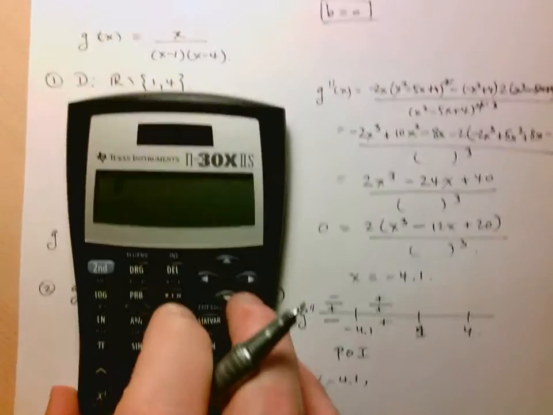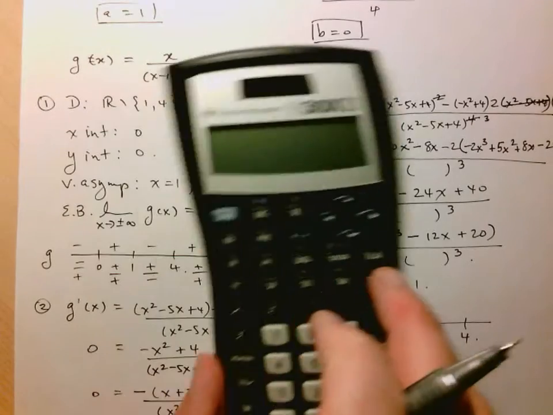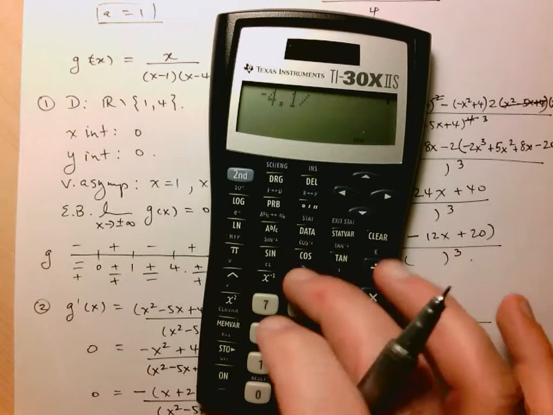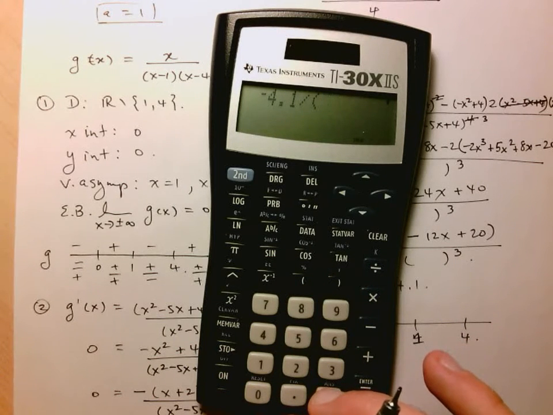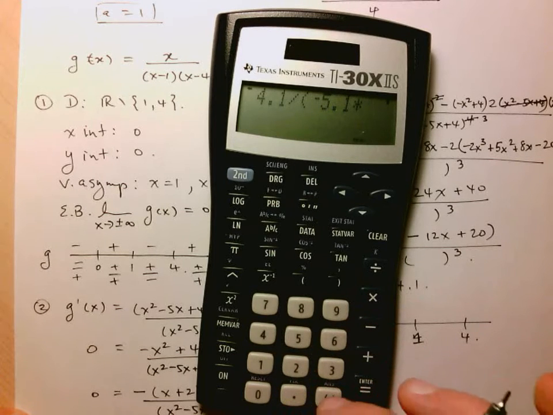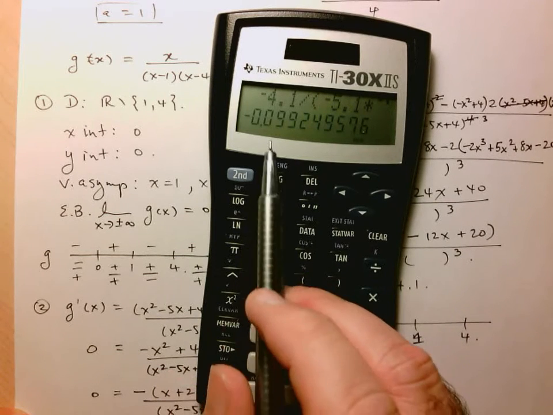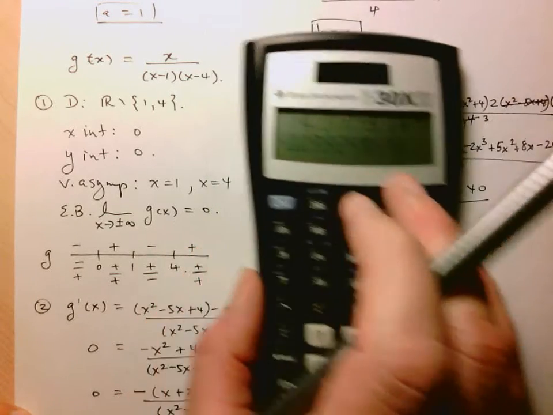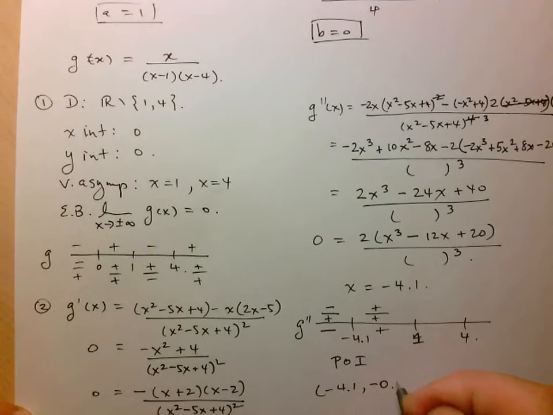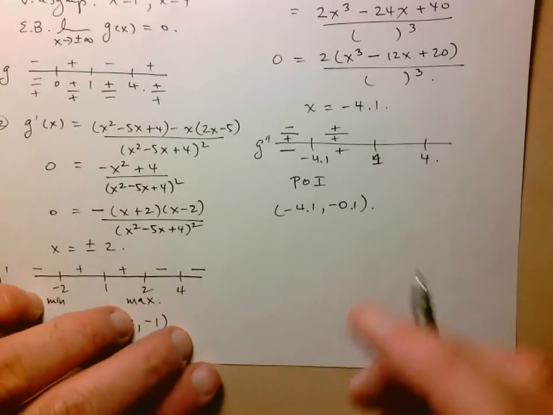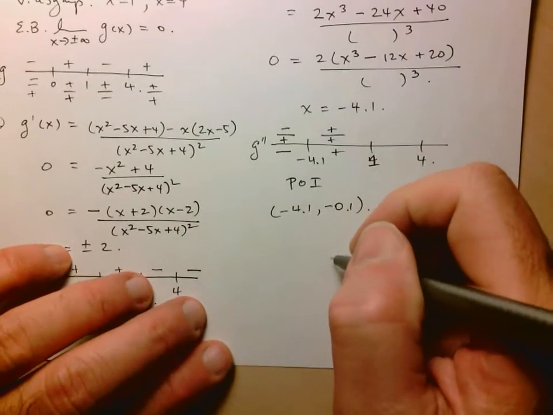Okay, and let's figure out what the y value is. Okay, so here we've got in the numerator negative 4.1 divided by, and in the denominator we have negative 4.1 minus 1, so negative 5.1, times negative 4.1 minus 4, which is negative 8.1. And so here we've got about negative 0.1. Okay, negative 0.1.